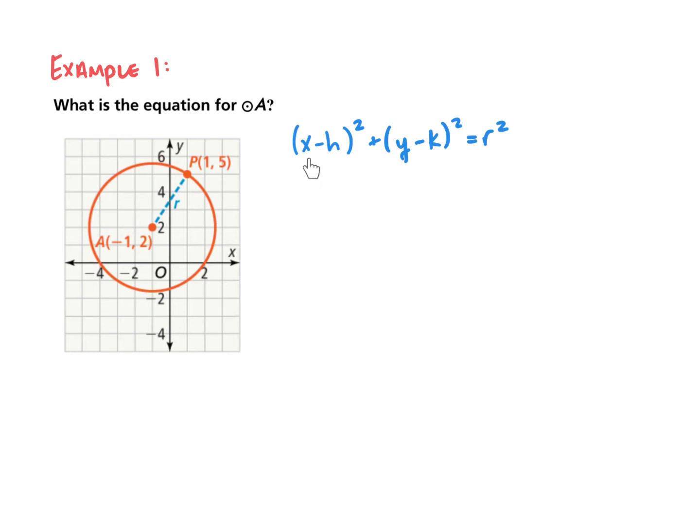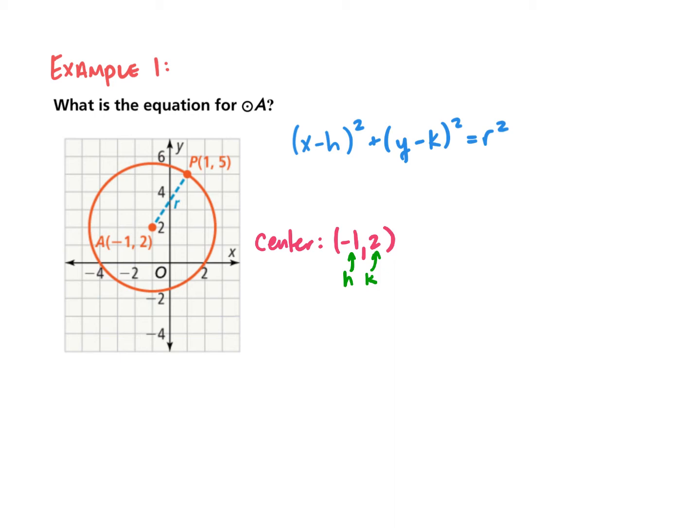When I write my equation, x and y are going to stay as variables, but I'm going to put numbers in for h, k, and r. So as I look in this picture here, I see that it has a center at A, which is negative 1, comma 2, right? So my center is at negative 1, comma 2. That means that this negative 1 is going to be the value that I'm going to use for h. So this is h, and this 2 right here is the value I'm going to use for k.